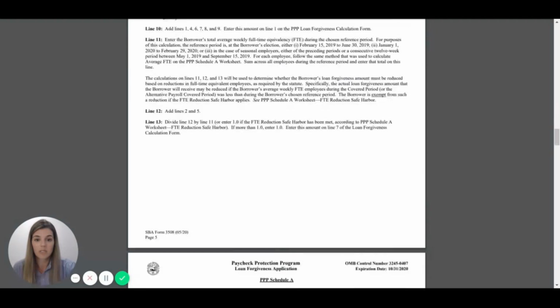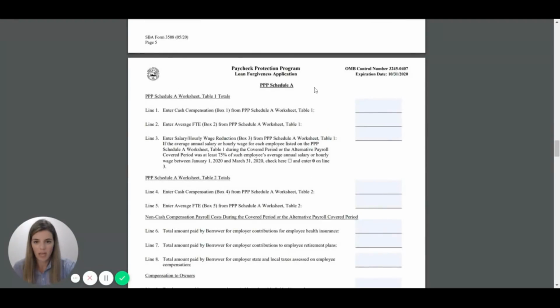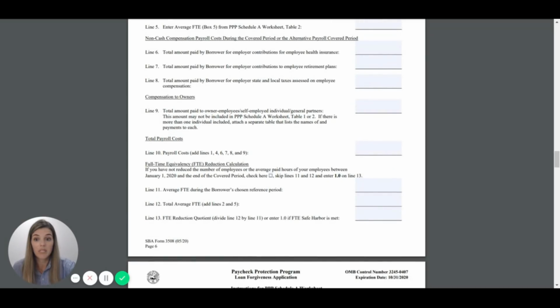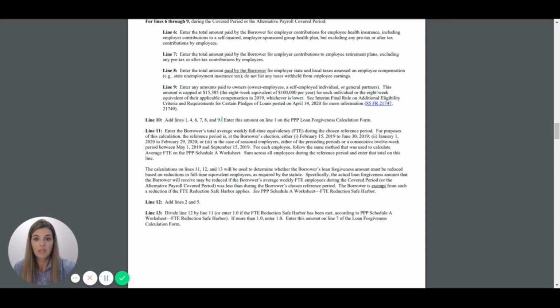This is the instructions. Page 6 is the Schedule A. And a lot of this is going to be used for companies that have employees. So we can actually skip all the way down to line 9. This is what you need to worry about. Line 9. All right, so we're going to look at the guidance for line 9, and it says, enter any amounts paid to owners. This amount is capped at $15,385, which is essentially 8 weeks of $100,000 compensation annually.